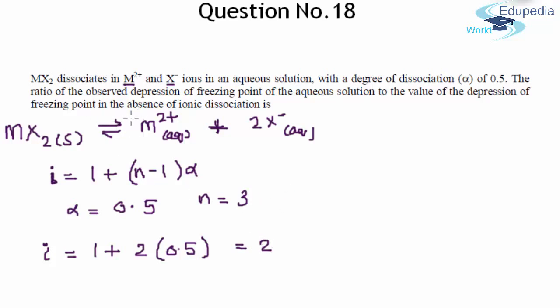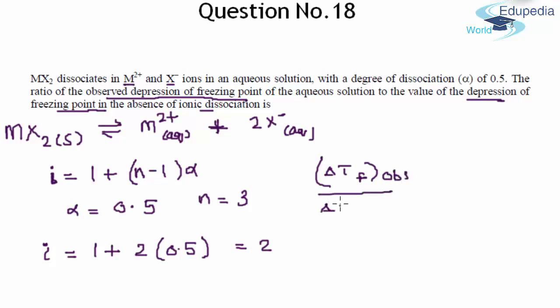We have been asked to calculate the ratio of observed depression of freezing point to the value of depression of freezing point in the absence of ionic dissociation. So that is, we have to calculate delta Tf observed upon delta Tf theoretical. Okay. Theoretical simply means without assuming association or dissociation of the solute. Now this, as we all know, is straight away a standard formula, that observed colligative property upon theoretical colligative property is how we define our Van't Hoff factor i, which we have already calculated as 2. So 2 will be my correct answer to this question.